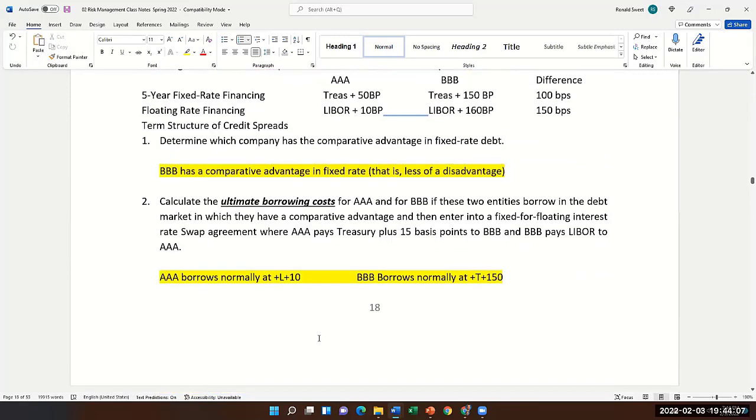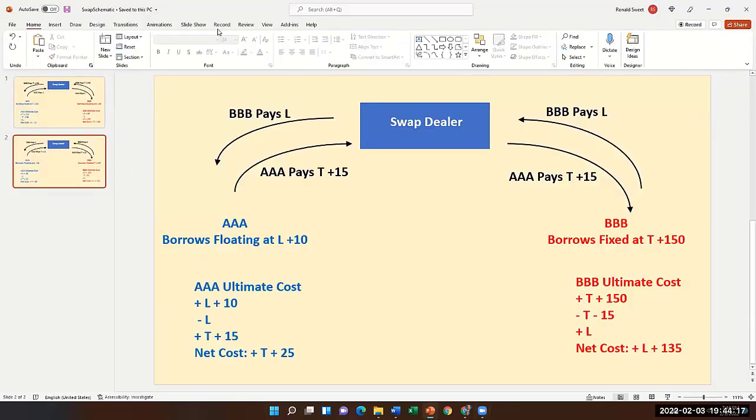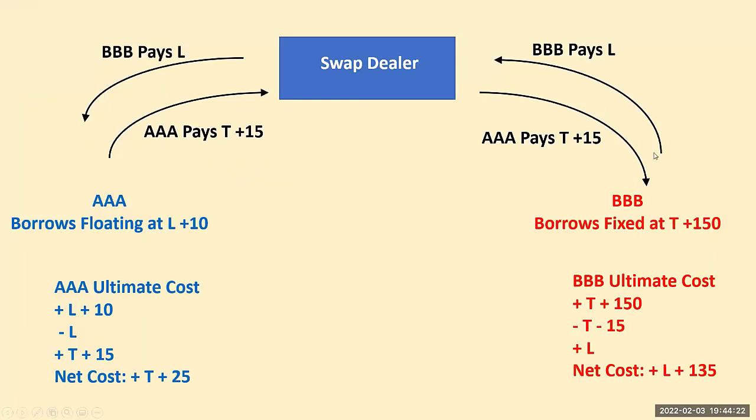So what's the ultimate borrowing cost? So BBB is going to borrow where it has a comparative advantage, which is on fixed. So they're going to borrow at T plus 50. Where do we get that T plus 50? Well, it's given in that schedule. All right. Anybody tell me if you're not seeing where I'm getting the numbers from. So hopefully you have the class notes open and you can see the class notes. I'll show you again.